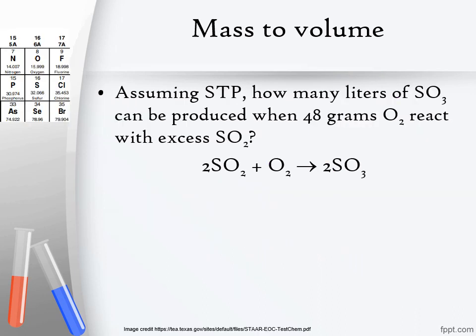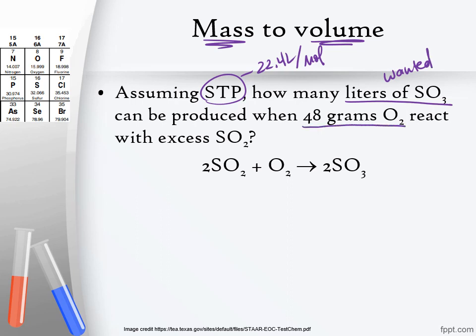So here's another example, but now I'm mixing all the things up. We're going from mass, grams, to volume, liters. So I still have STP, so we're still talking about 22.4 liters per mole at STP. I want to find liters of SO3, so this is my wanted, but my given is in grams of oxygen gas. So we're going to start with our given, 48 grams of oxygen gas.